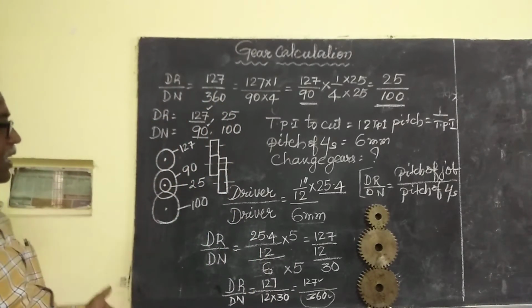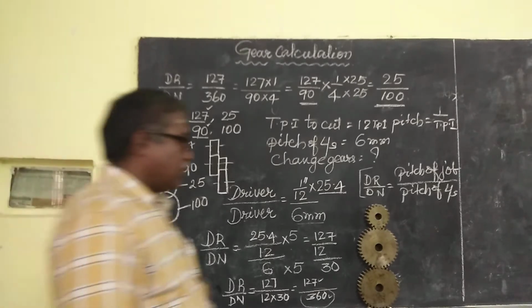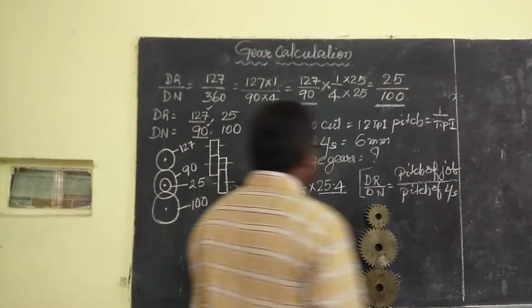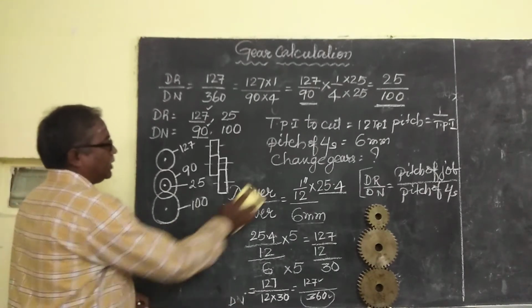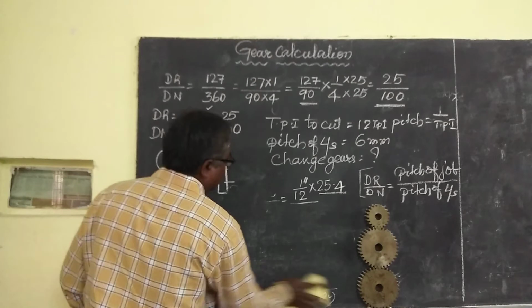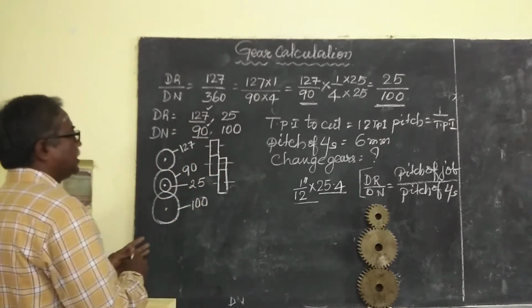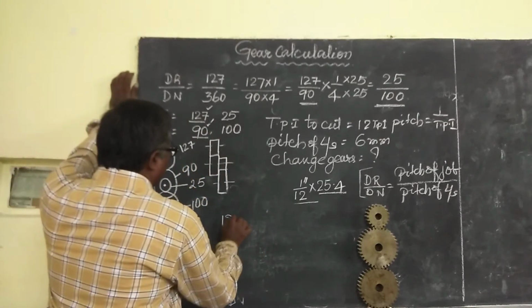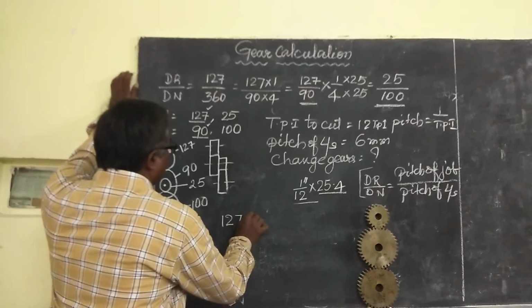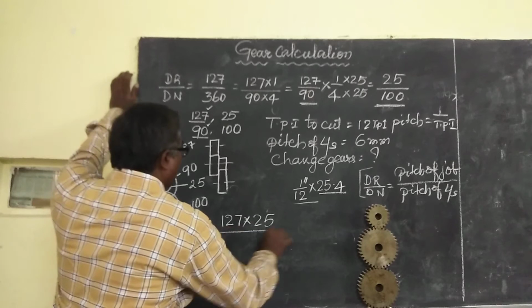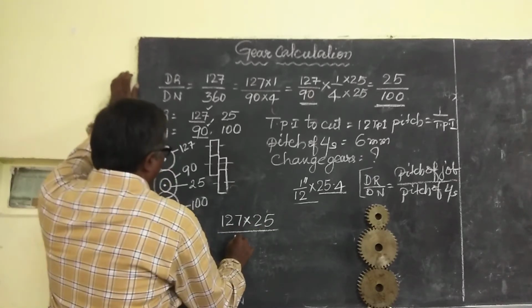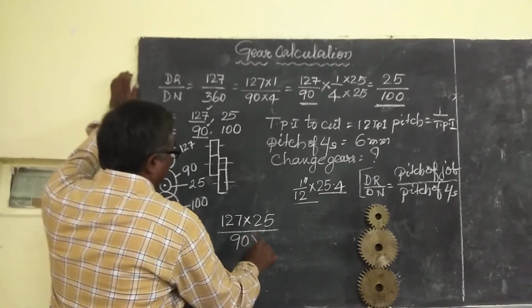So these are the gears. We can check whether this is correct or not. How are you going to check? You see here: 127, driver, into another driver 25, by 90 into 100.